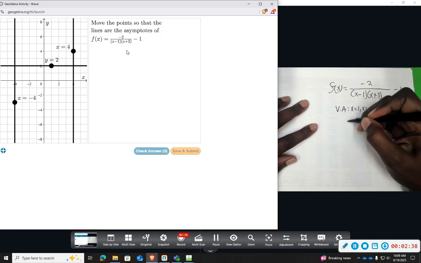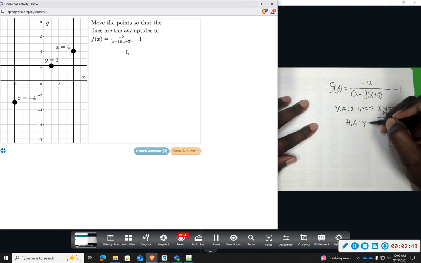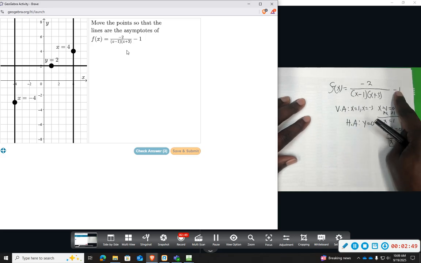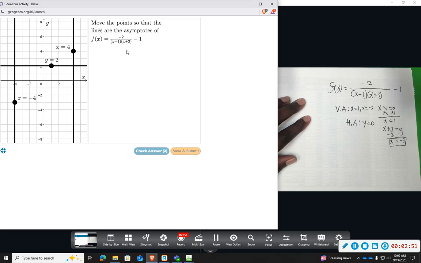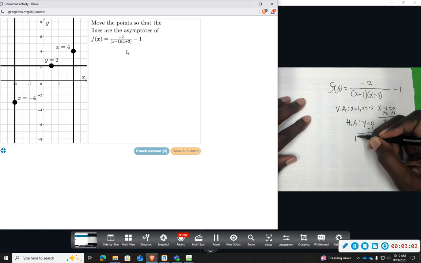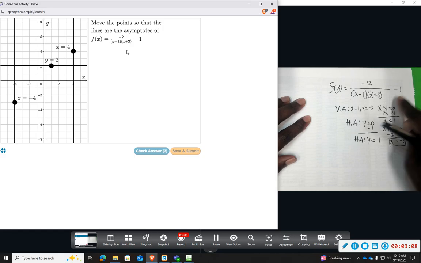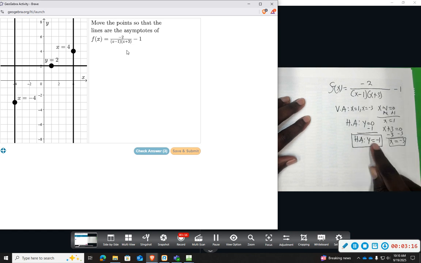Now, one thing we also have to adjust for is this additional -1. This is going to cause a translation of the graph. So instead of our horizontal asymptote being at 0, it gets shifted down 1 because of the -1. So if we do that, we end up with our horizontal asymptote of y equals -1. Anytime you have an additional plus or minus, it's going to shift your graph up or down. So our actual horizontal asymptote is going to be at y equals -1.